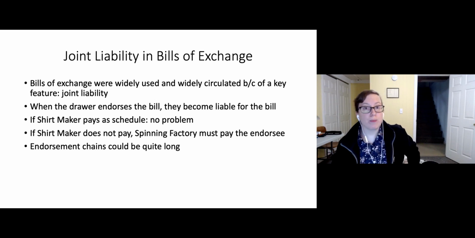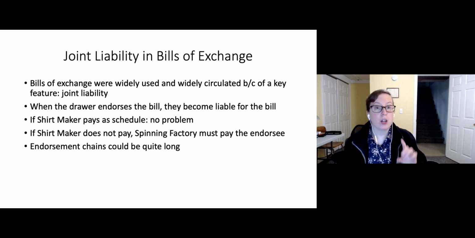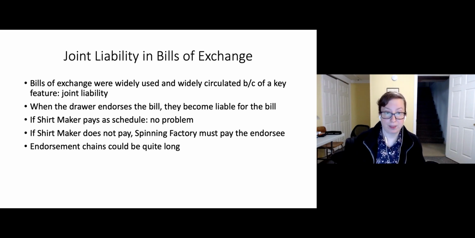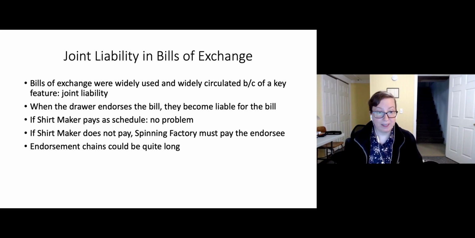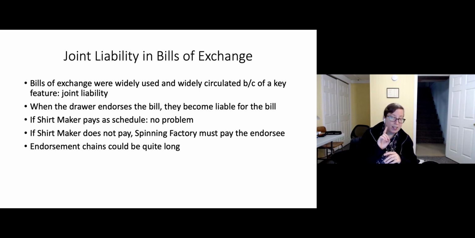What makes endorsements work in the first place is the fact that bills of exchange have a feature called joint liability. What this means is that when that spinning factory signs their name on the back, they also become liable for the bill. Now, if the shirt maker just pays on schedule and everything goes as I outlined on the last slide, there's no problem. We don't need to worry about joint liability. Everything's fine. But where this is interesting is if the shirt maker doesn't pay.